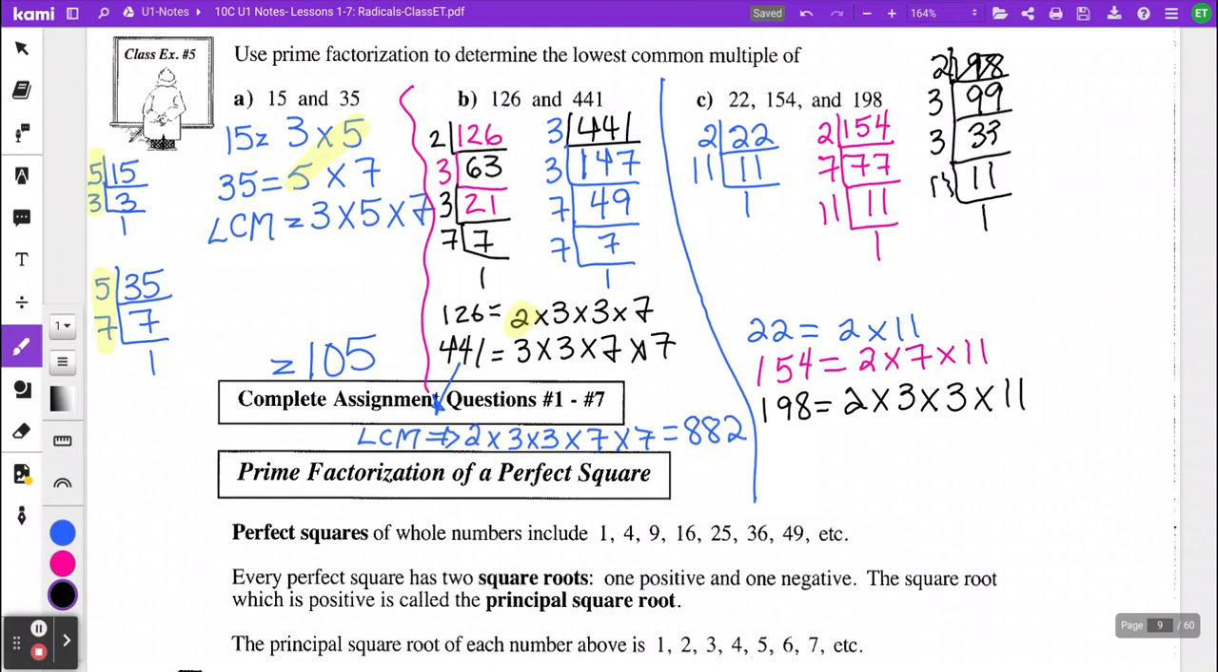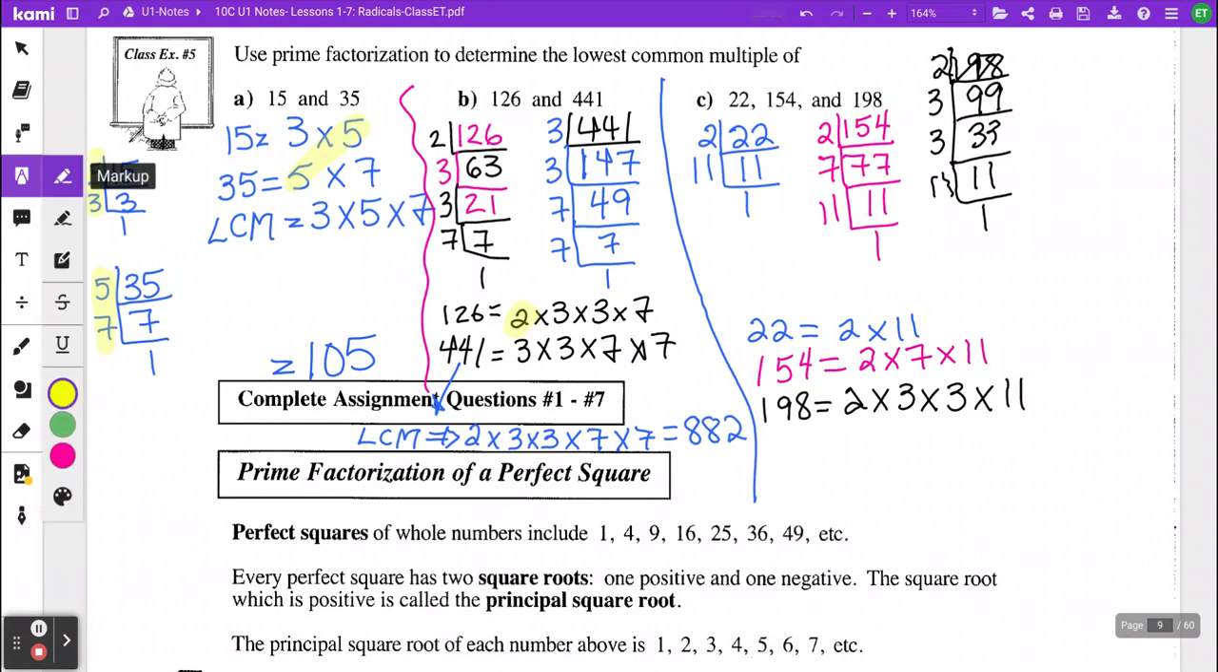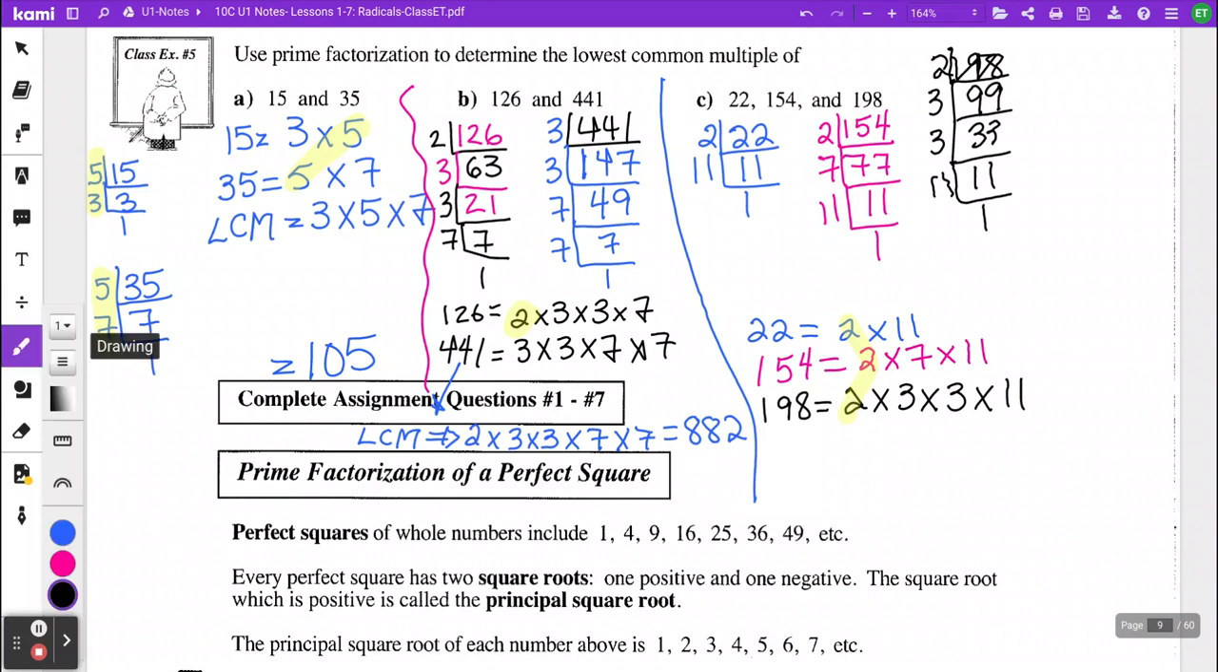Okay, now we have to figure out the LCM. So what is the maximum amount that you have in each? So the maximum amount of 2's I've got is 1, 2. So my LCM, I need to use 1, 2. That's the maximum amount of 2's. How many 3's do you see? 2. I need to take the most amount. So I'm going to use both 3's. Times 3 times 3. All right, I've used the 3's.